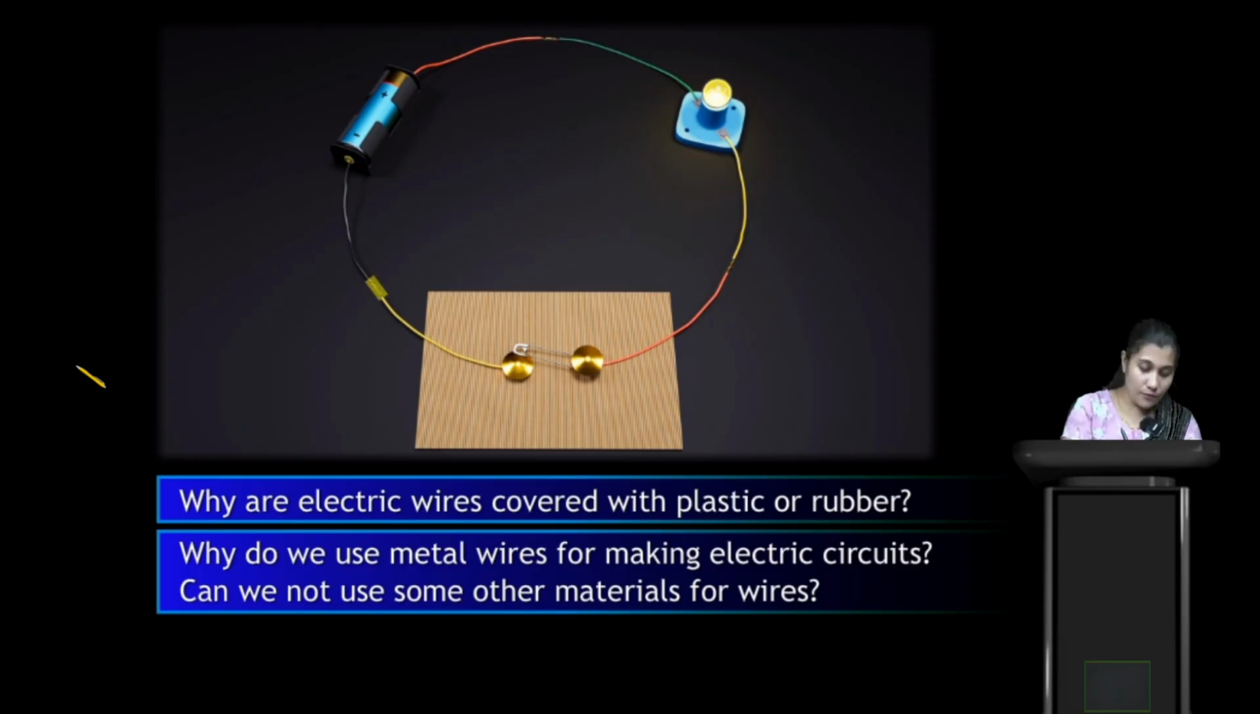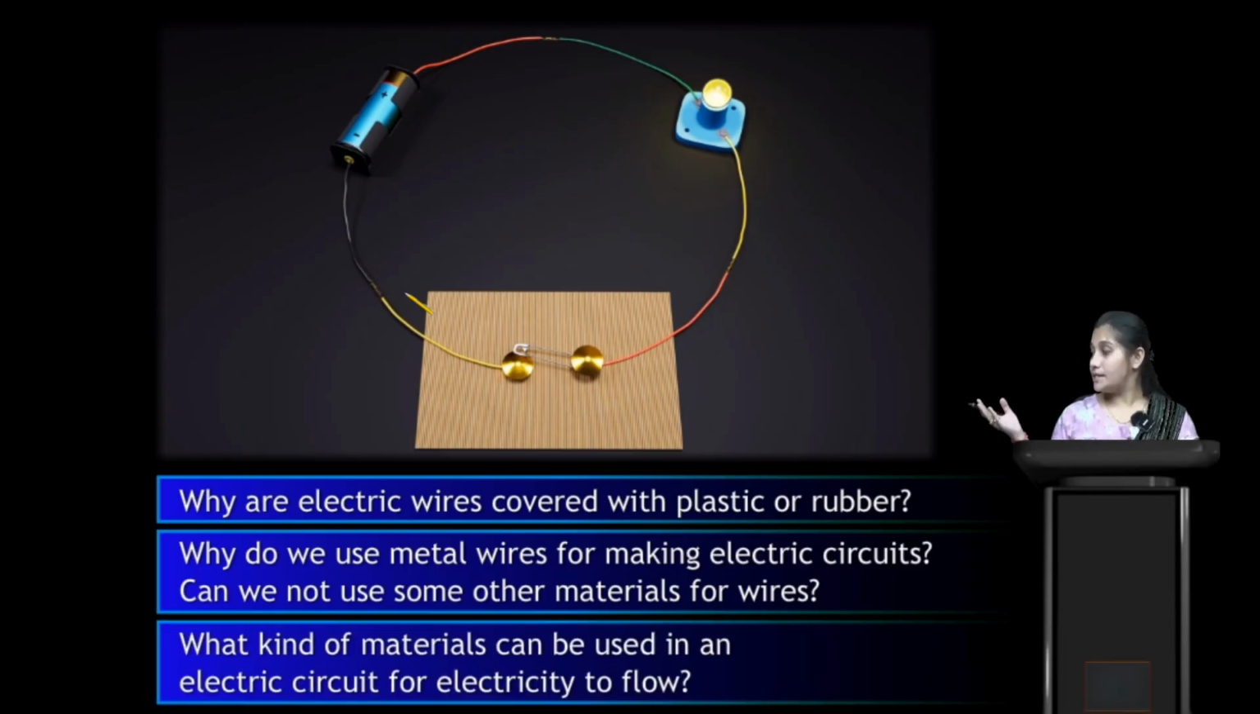See, this part is made of what? This part is made of metal. So the question is why do we use only the wires made of metal so the electricity can pass easily? Why can't we use other raw materials for the wires? Okay.